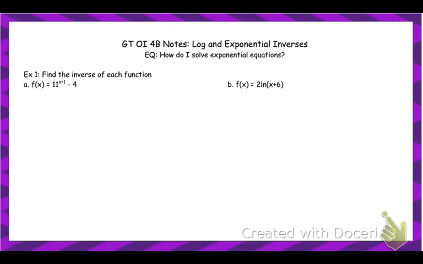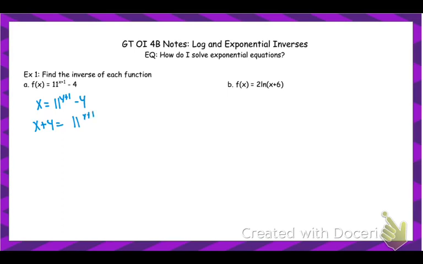So let's go ahead and find the inverse function. Well, this thing we've been doing all year to find inverses is we switch x and y. So this would become x equals 11 to the y plus 1 minus 4. So I'm going to solve for y. So I would add 4. And then I can rewrite this as a log.